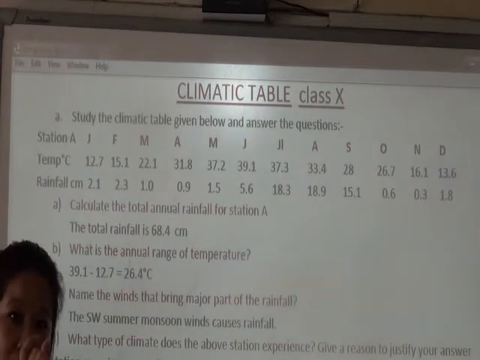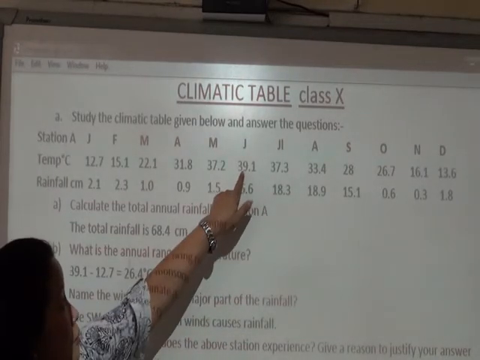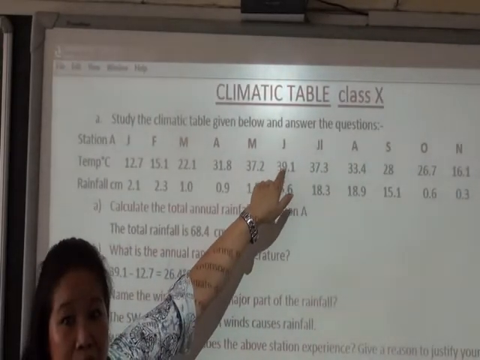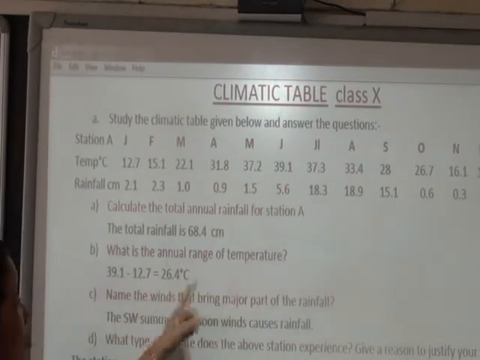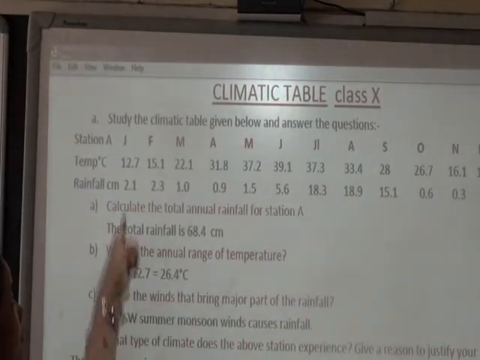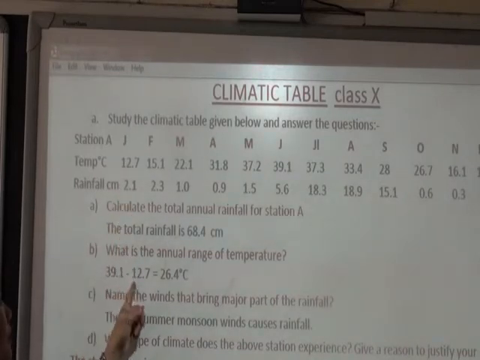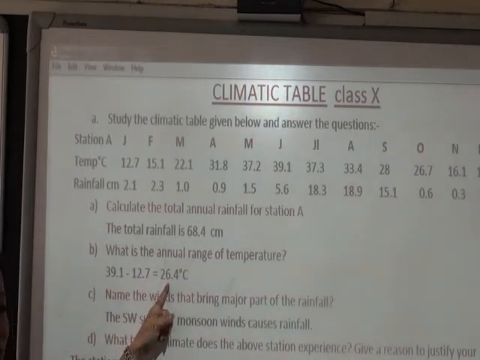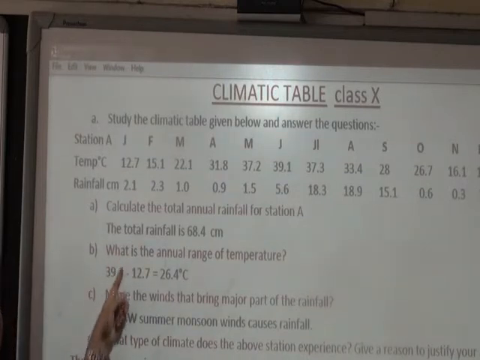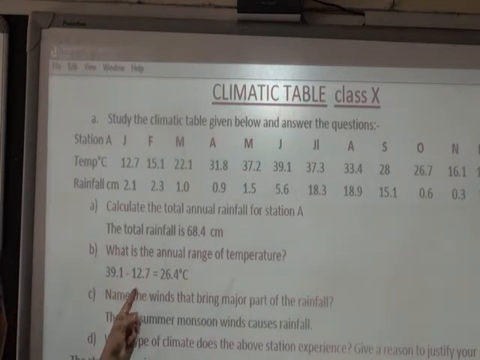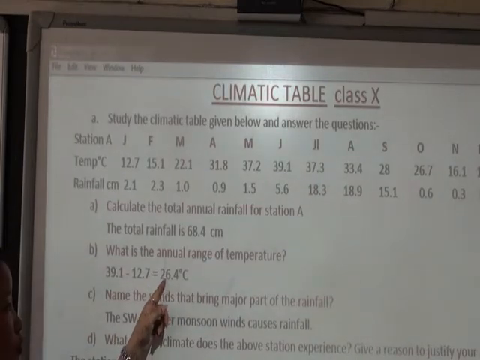The temperature may be the same, the figure may be the same, but you have to look at the higher decimal point. Minus the lowest, which is over here. Look at the month of January, 12.7. When you subtract, what do you get? You get 26.4 degrees Celsius. Look at this, the highest is nearly 40, whereas here, if you round it up, it is around 13 degrees. So 39.1 minus 12.7 is 26.4.